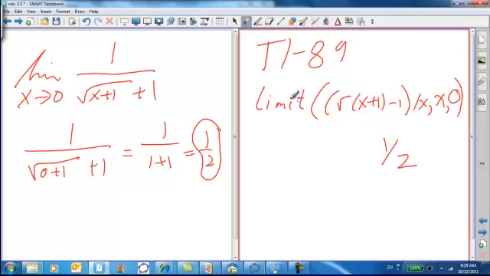Now, please don't abuse this power of your calculator, because on the test you will be expected to do this by hand. It's certainly something you can use to check while you're working your WebAssign, so you know if you got the right answer or not. But you're going to have to show me this technique when you're simplifying a limit.